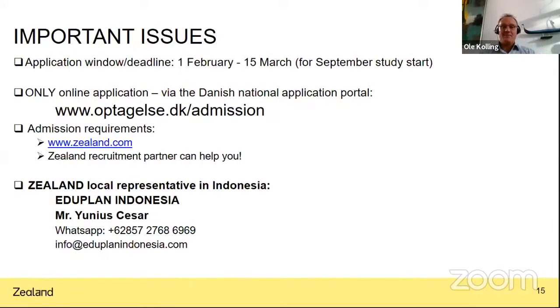Now, when do you apply? Well, at least now you have to consider applying if you want to join us for September next year. The application window for Denmark is from 1st of February to 15th of March next year. If you miss 15th of March, we don't have any possibility to include you for September study start. So it is now you have to start thinking about perhaps wanting to join your program in Denmark.